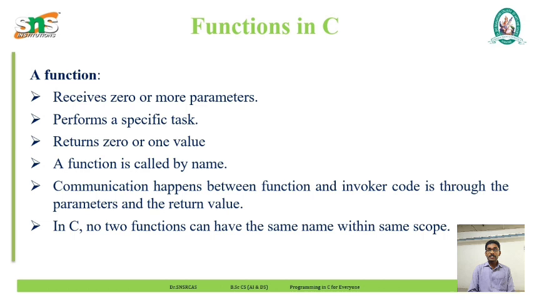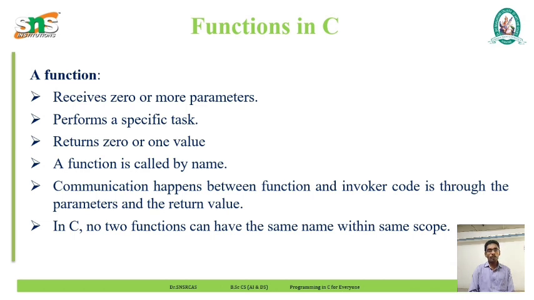A function receives zero or more parameters, depending on how you write the function prototype. Each and every small function performs a specific, individual and unique task, depending on how the programmer or designer of the function creates the task. The function returns zero or at most one value. No function returns more than one value.